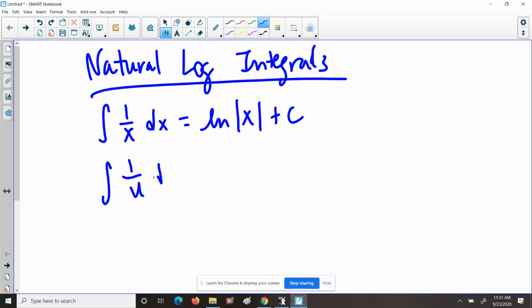Also, the integral of 1 over u du is natural log of absolute value of u plus c, okay, where u is a function of x. Now, the big thing here is you have to have your u and your du, or some version of your du. Just like we did with integration by substitution, we'll be using substitution with natural log integrals. Okay, so it does get kind of complicated sometimes. Let's take a look at some simple ones to begin with, and then we're going to get a little bit more complicated.